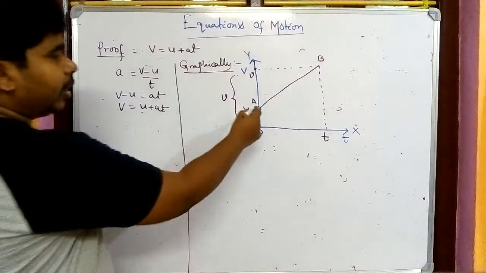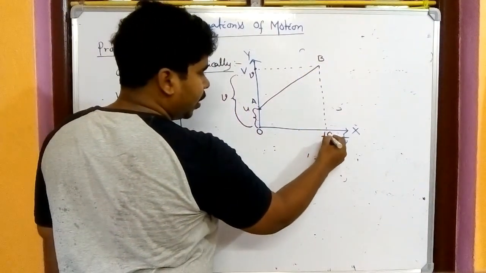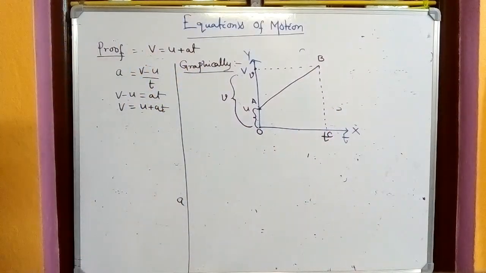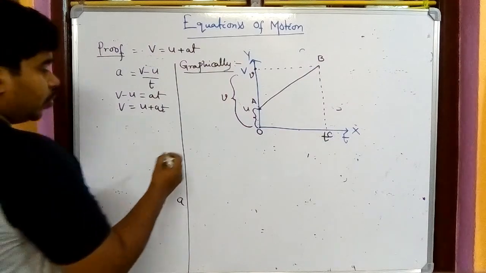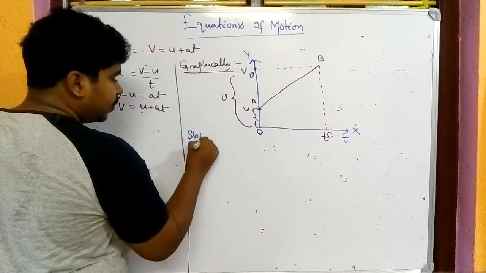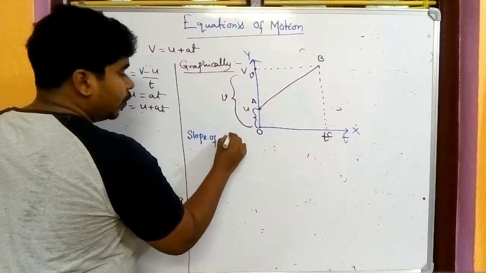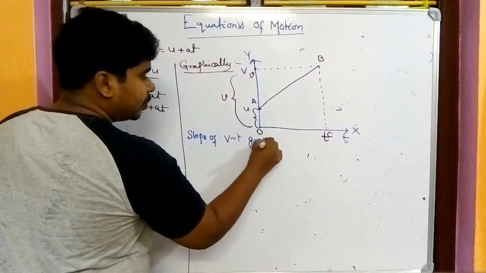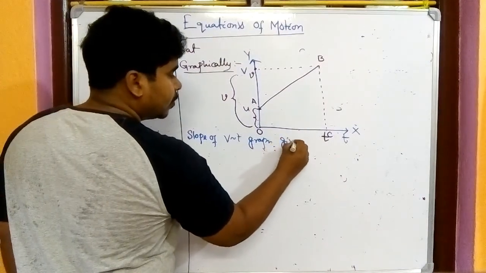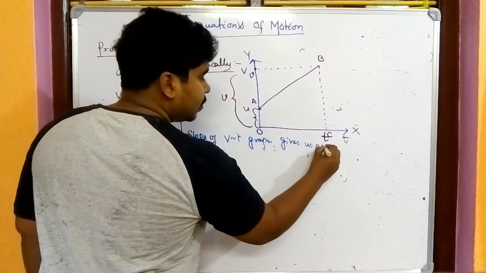Okay, so I have taken here A, taken here B, and right here C. This point we have taken, it is C. Just follow the steps. Now we know that for a velocity-time axis, if I find the slope, that slope will give us the acceleration. So we know that the slope of the velocity versus time graph gives us acceleration.